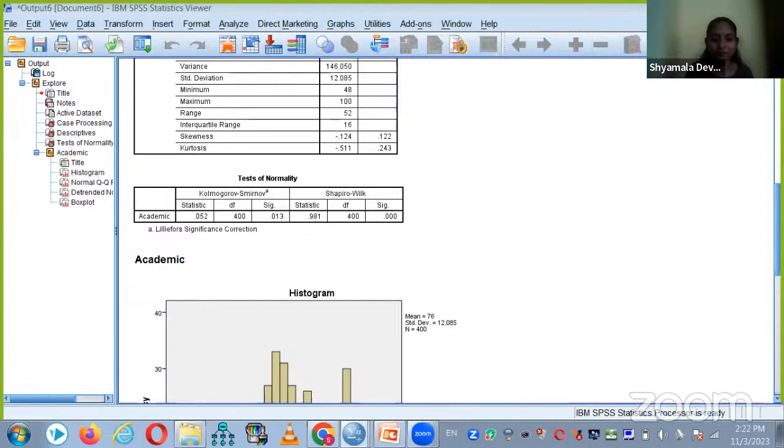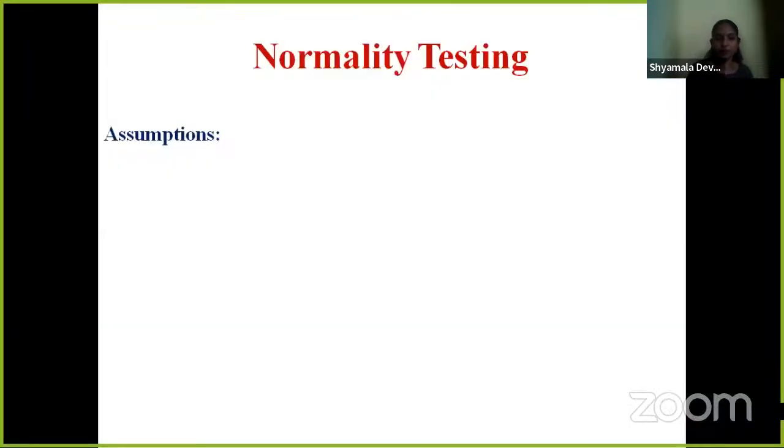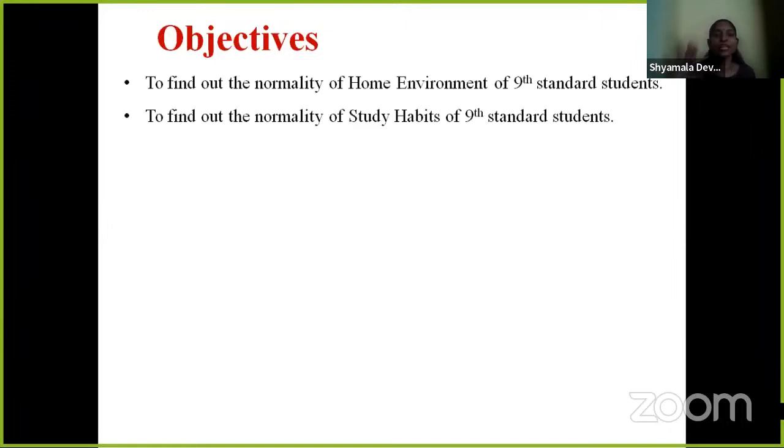Yes. So let me show the PPT. Okay, so how do we have to formulate the objectives to check the normality? The objective comes like this: to find out the normality of home environment of 9th standard students, or to find out the normality of study habits of 9th standard students. So these will be your objectives.